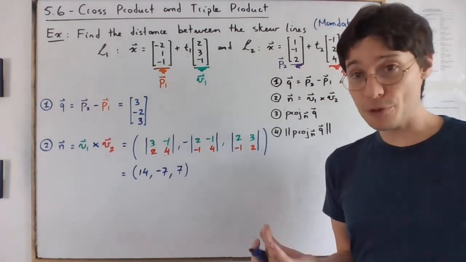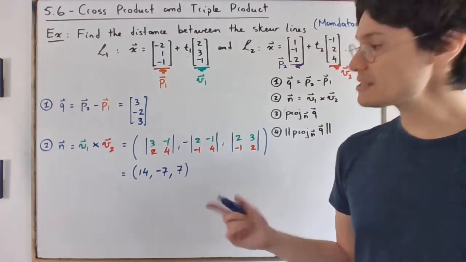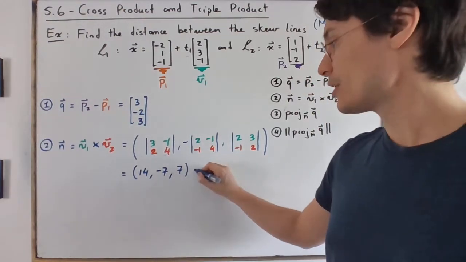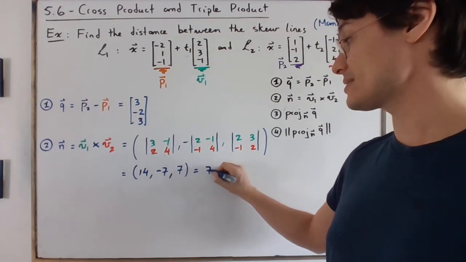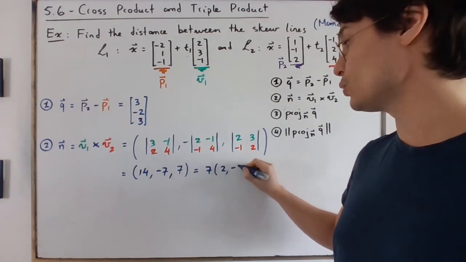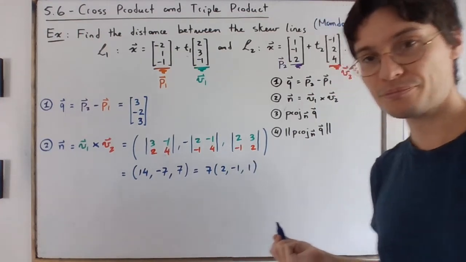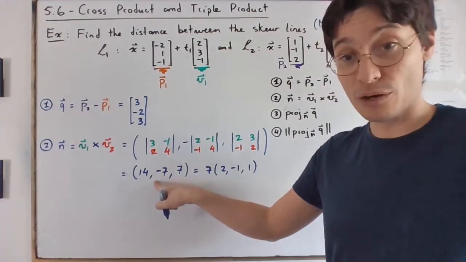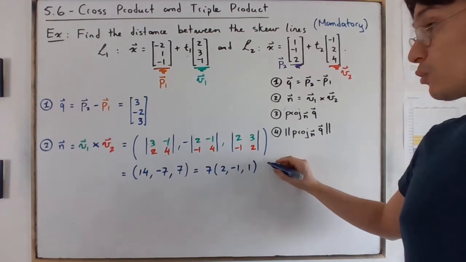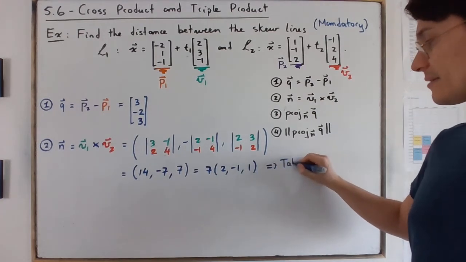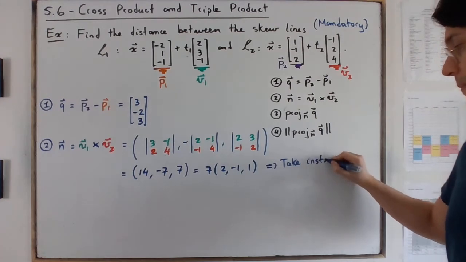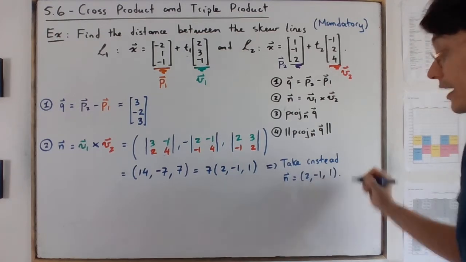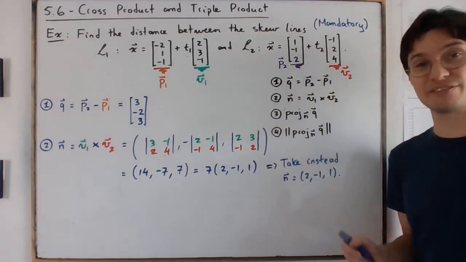But it brings me to give you an additional trick. Nothing forces you to take that normal vector. You can actually scale it out. You can scale by 7 and have 2, -1, 1. So the scalar multiple is actually not important. You can either take this as a normal vector or this as a normal vector. So what we're going to do is take n to be the vector 2, -1, 1. We're going to choose our normal vector to be this instead of the cross product.